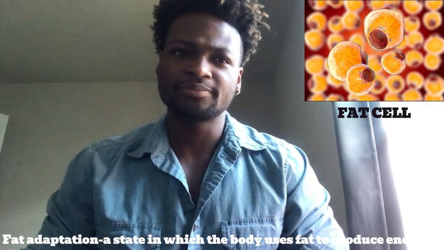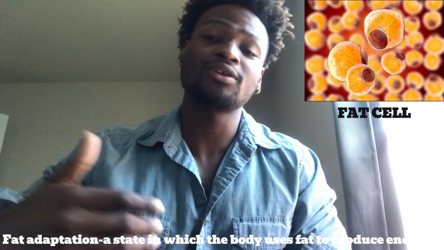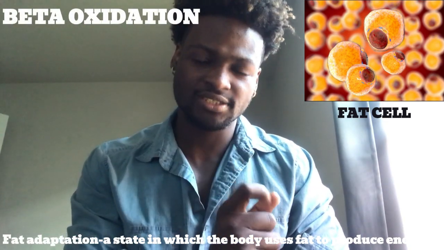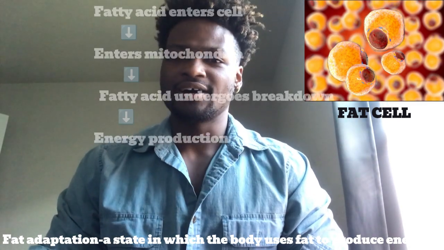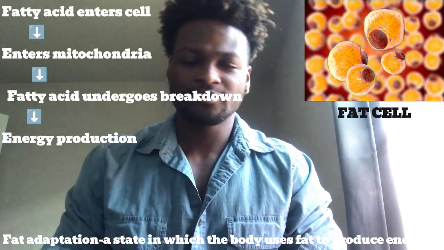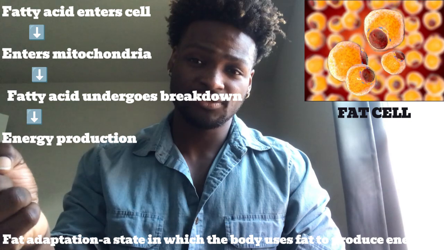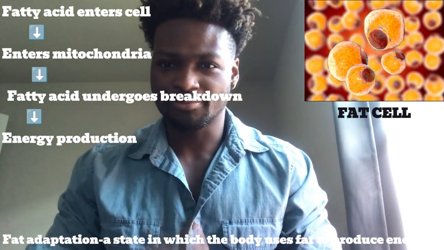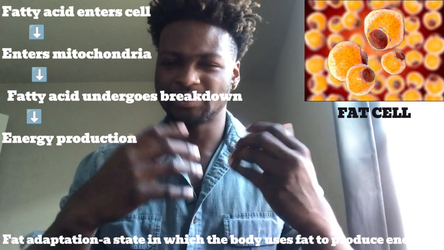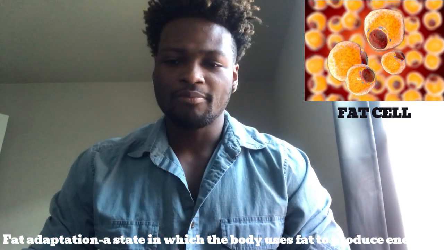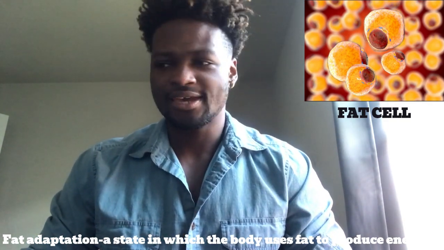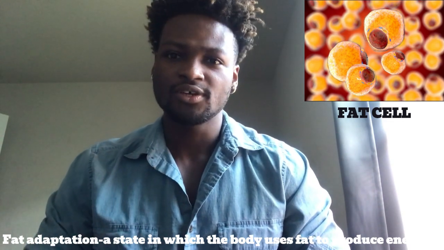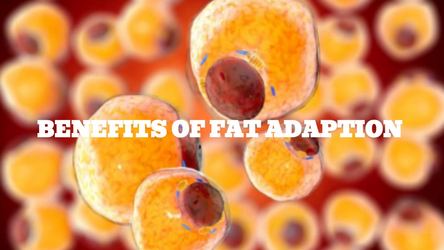Now, the way that the body utilizes fats to produce energy is via beta oxidation. So what happens is the fatty acid enters the cell. It then passes through the mitochondrial membrane into the mitochondria. The mitochondria then break down this fat to produce ATP. Now, both glycolysis and beta oxidation have their own benefits, which we will go into next.